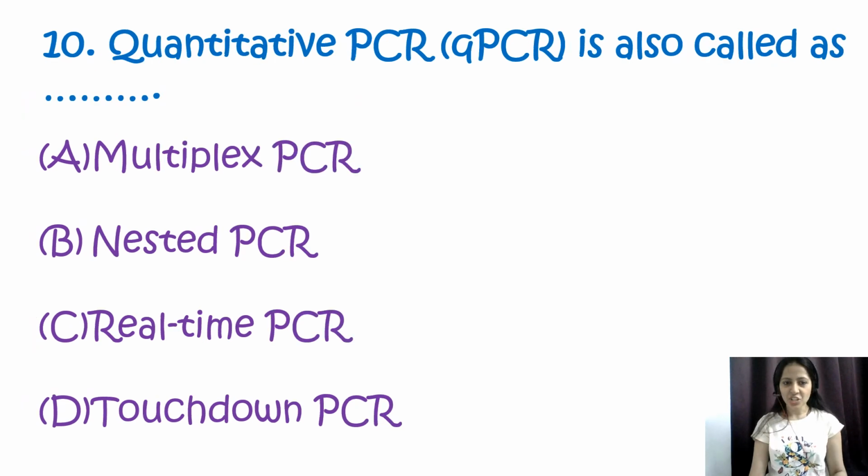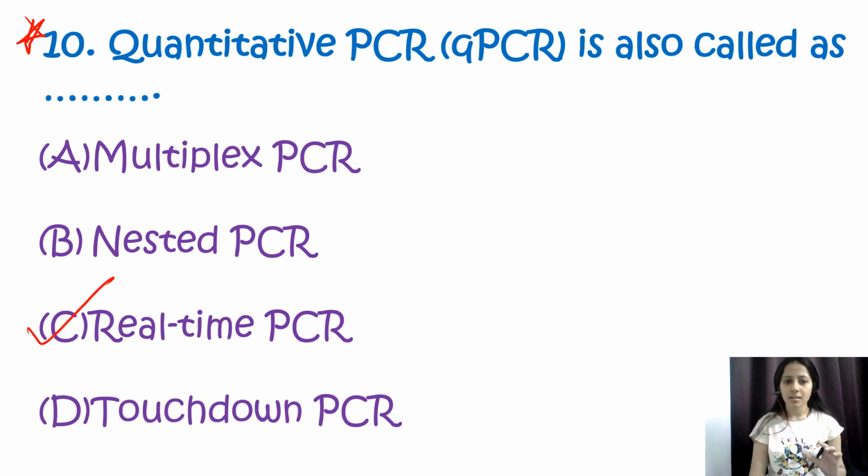Next. So question number 10, quantitative PCR, that is qPCR, is also known as. So options are multiplex PCR, nested PCR, real-time PCR or touchdown PCR. This is a good question. I'll give a star to this. So over here my correct option is C, that is real-time PCR.